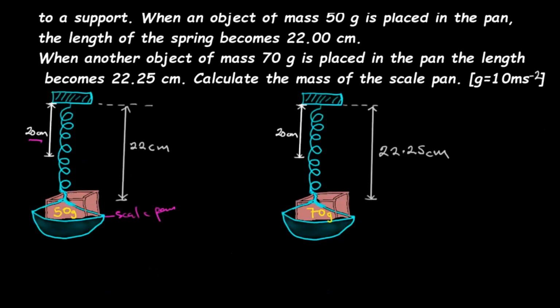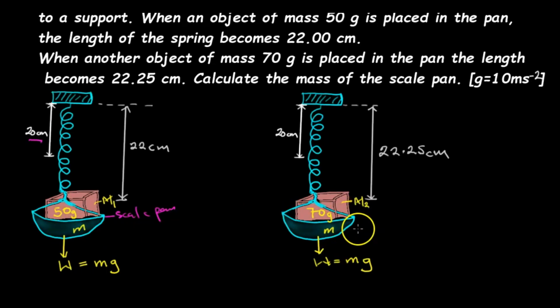Now to begin with, let's understand what is going on here. Let's look at the weight of the pan plus the masses. Now we know that the weight of a body is the mass multiplied by gravity acting on the body. But in this case, we have two objects. We have the pan and then we have the 50-gram mass. So let's assume the mass of the first one, 50 grams, was M1, and then that of the 70 grams is M2.